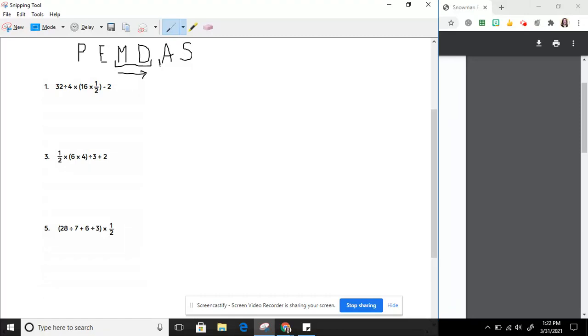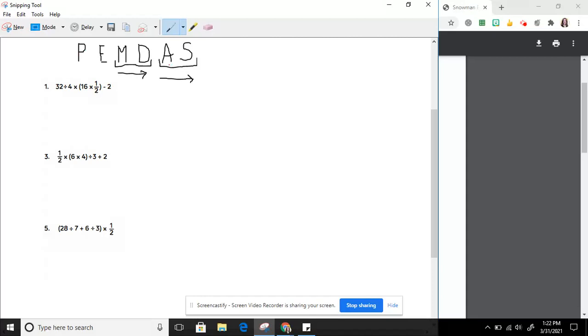And the same thing for addition and subtraction. These are interchangeable as well. Sometimes you can do subtraction, then addition. You just go left to right. And you'll see what I mean by that when we do some of these problems together. So we're going to do number 1, 3, and 5. And with each of these, we're going to write out each step because in the directions, it wants us to show our work.